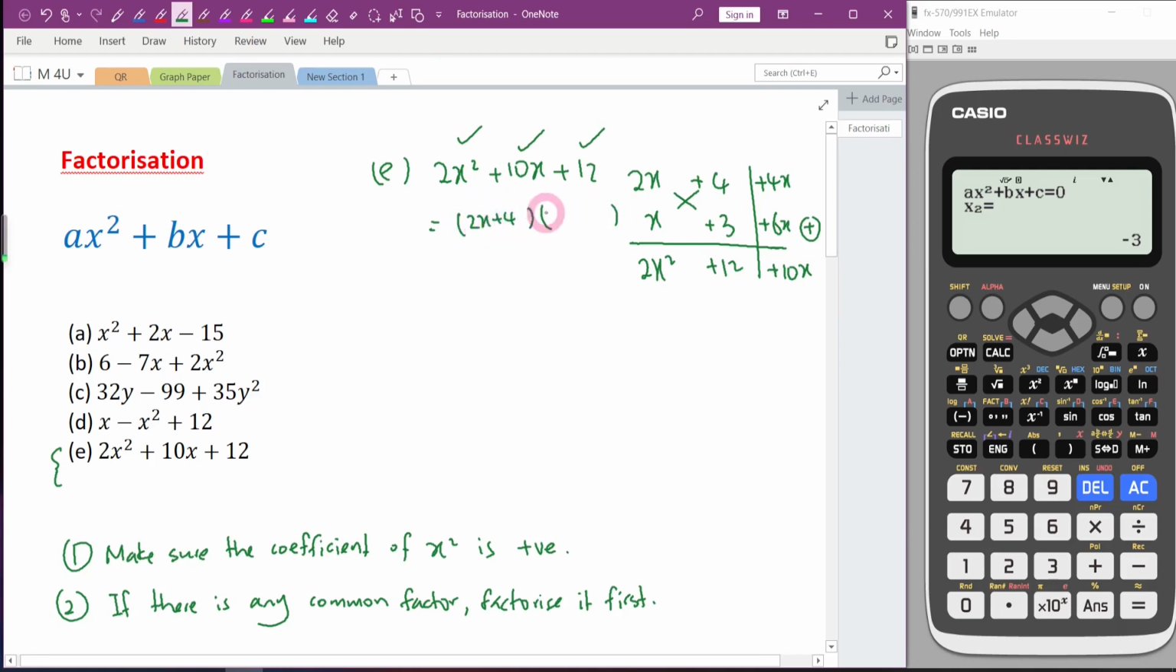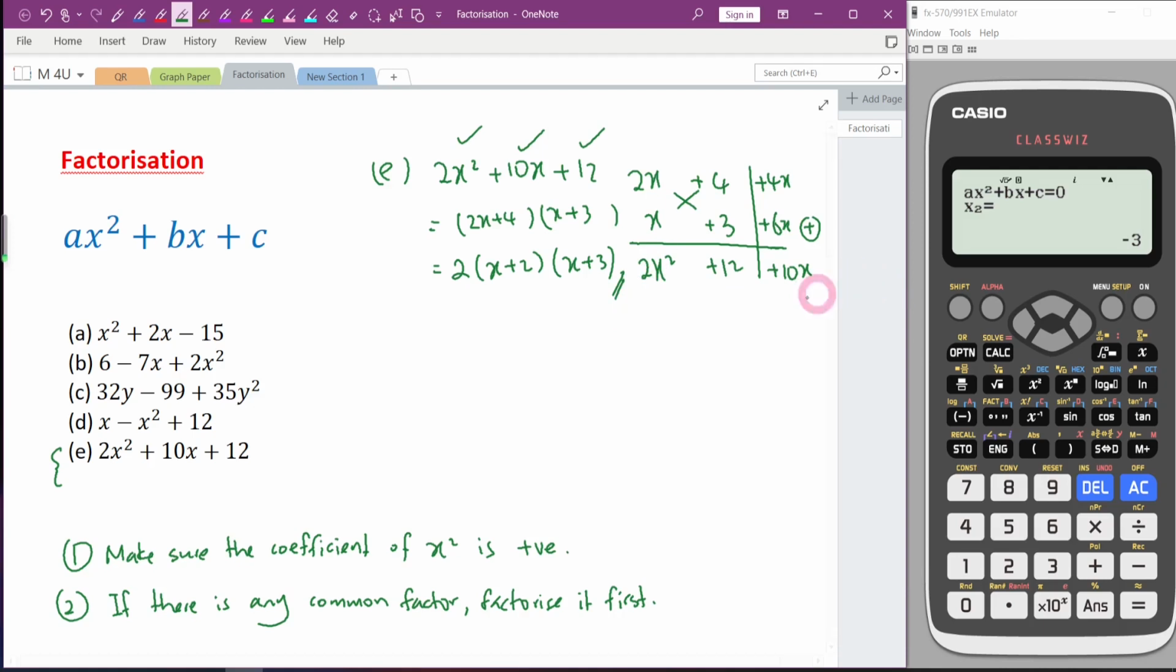2x plus 4, x plus 3. But we cannot stop here since the question asks us to factorize it completely. So here we have a common factor. We can bring the 2 out. Okay, so this will be our final answer.